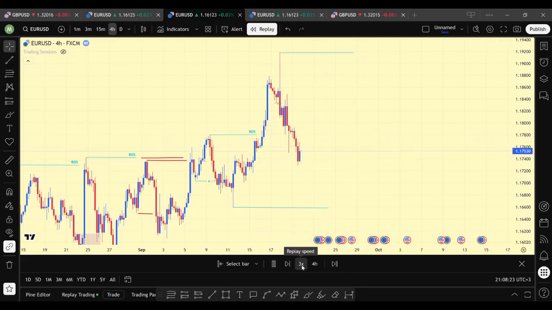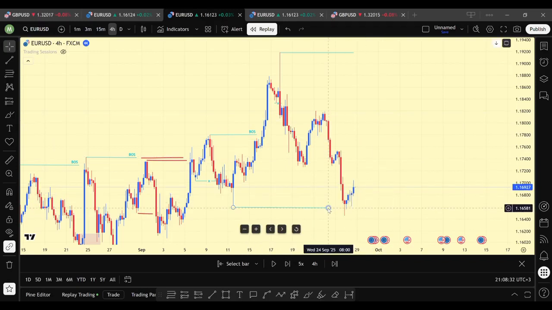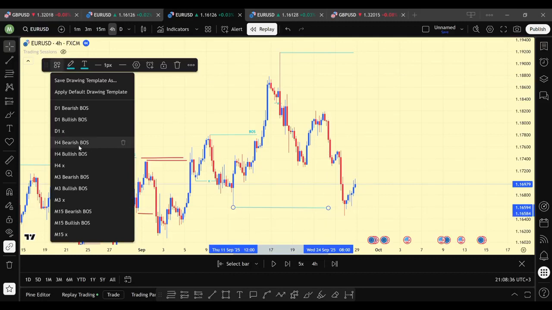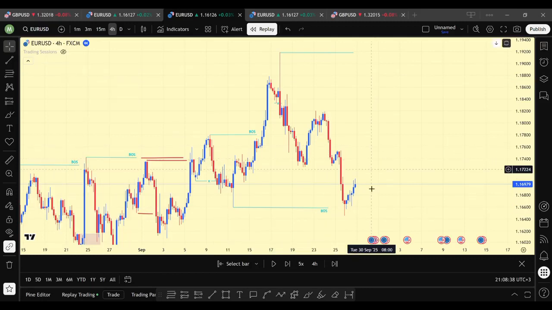All right, as you can clearly see, let me make this fast. Price mitigated that, gave that reaction, but as you can clearly see, price made a break of structure to the downside. So this is an early sign that price is bearish. Why am I considering this one here as a valid break of structure, even though it is a break by a wick? It is because of this major inducement here.